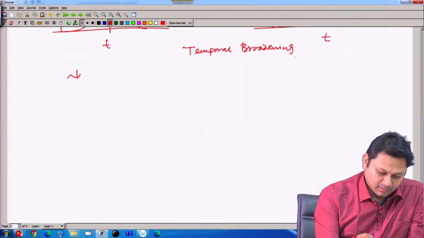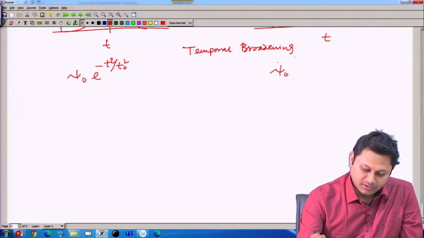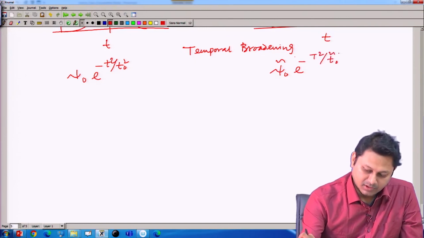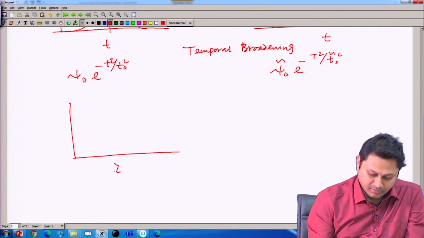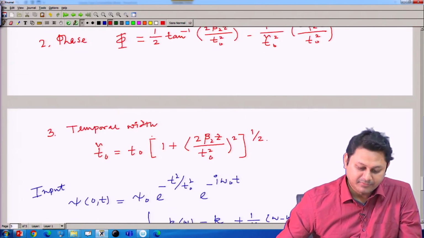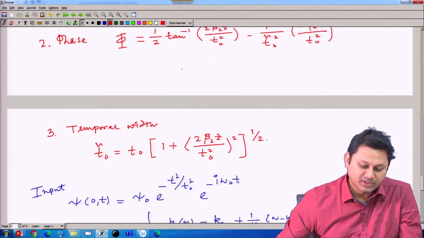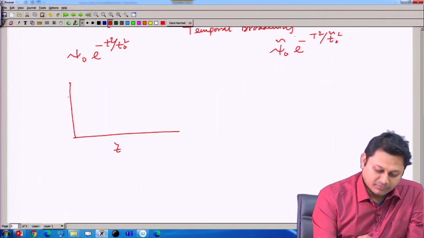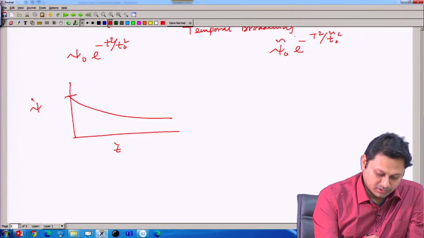This is psi 0 e to the power of minus t square divided by t0 square, and this is psi 0 tilde e to the power of minus big T square divided by t0 tilde square. If I plot my psi 0 tilde as a function of z, because this expression we already have, psi 0 tilde is psi 0 divided by something. So if I increase z, what happens? This denominator increases, so there will be a decrement of the amplitude, so it will decrease like this. So this is psi 0 plotted as a function of z.